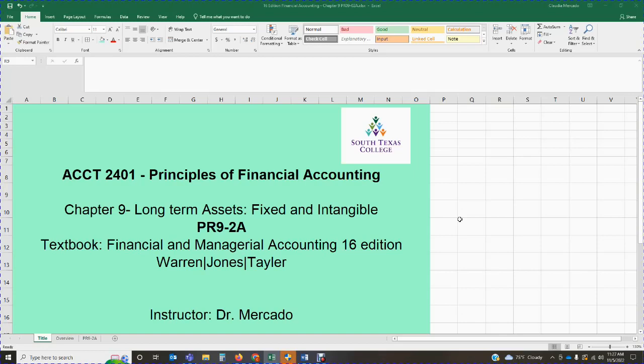In this lecture we are going to be covering Chapter 9, which deals with long-term assets, fixed and intangible. And in this particular lecture I am going to be going over problem 9-2A. It is very important that before you begin working any of your assignments that you read over the entire chapter.